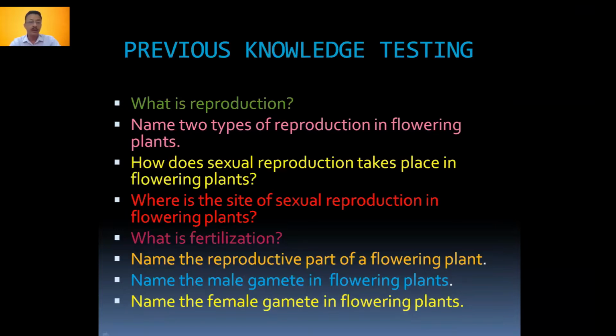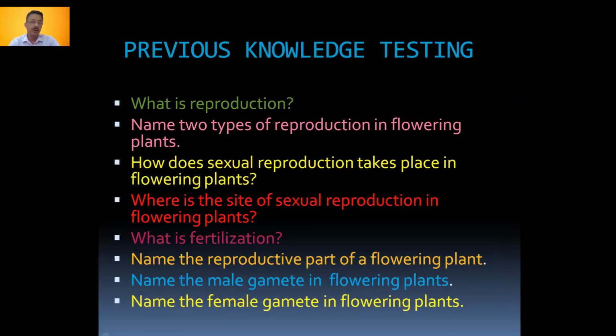Flower is the reproductive part in the flowering plant. Name the male gamete in the flowering plant. The male gamete in flowering plants is the sperm. Name the female gamete in the flowering plant. The female gamete in the flowering plant is the egg. And what is the site? Where is the site of production of male gamete in a flower?